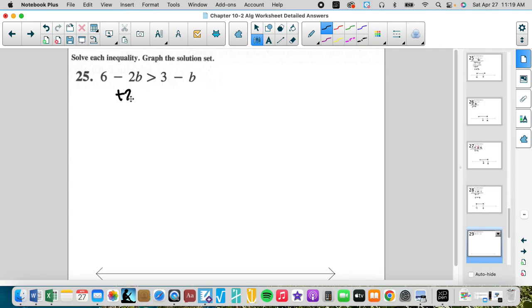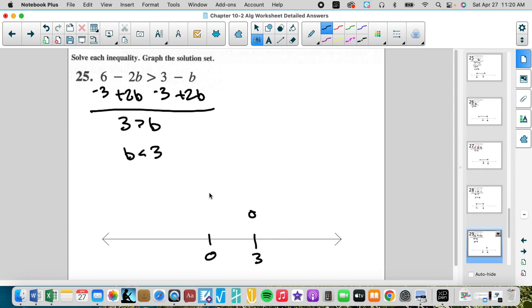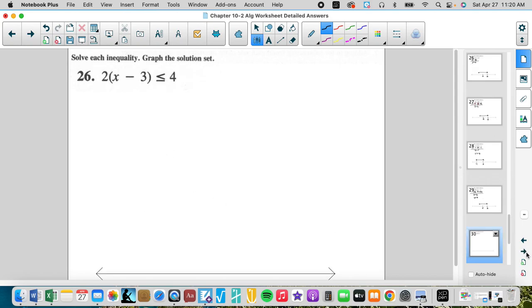Notice this, I'm going to add 2b. That gives me a positive variable. I'm going to minus my constant. Get my constants on the left side, 3 is greater than b, or b is less than 3. I'm always going to write my variable first. That's just how I work. Open circle, my solutions are less than. If you do it with your variable first, you can read it and it will tell you which way your solutions go. If you don't, then you're going to have to do a lot of interpretation.